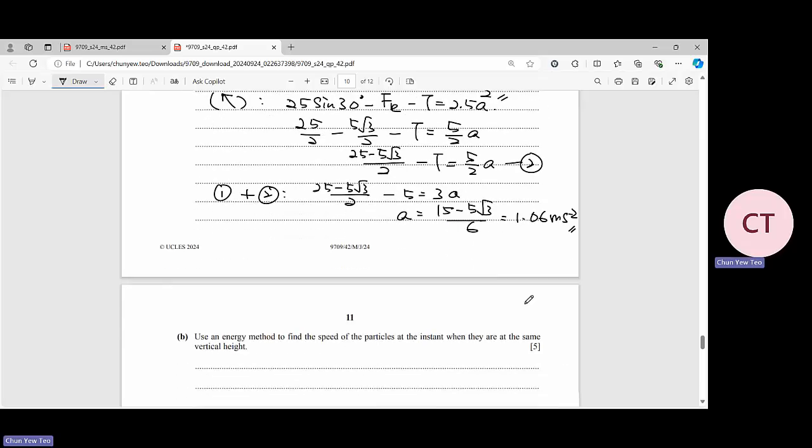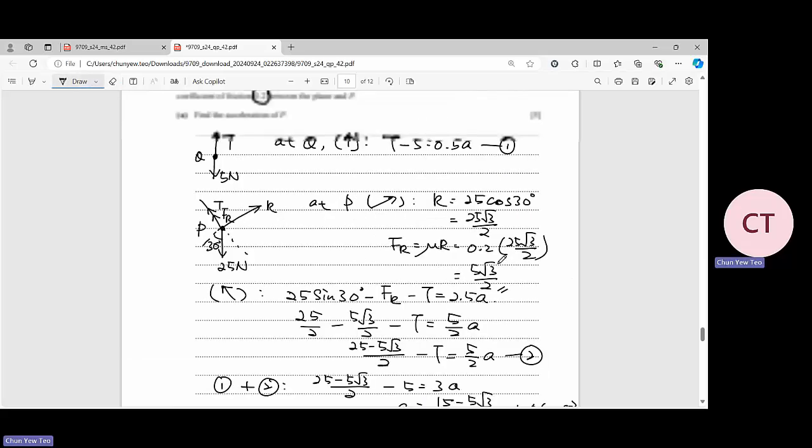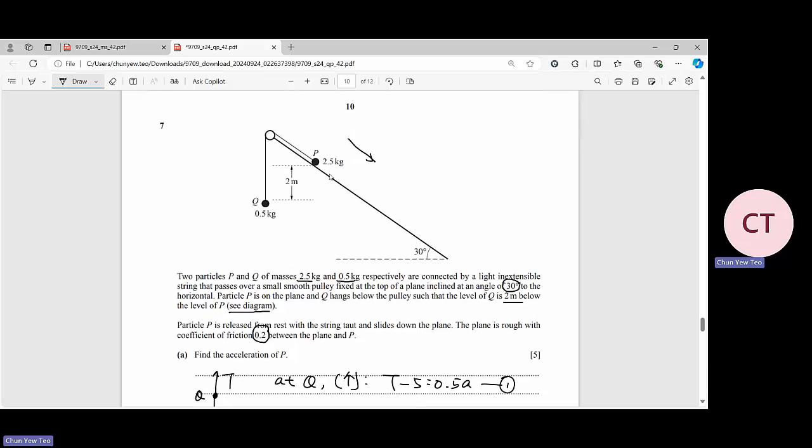Okay, so now we're moving on to the question B. Use an energy method to find the speed of the particles at the instant when they are at the same vertical height. So when they are in the same vertical height, so this one will slide down. So this one will go up to the same vertical height. So this is the same vertical height. So this same vertical height, we will assume that this is the h, then this will be the h.